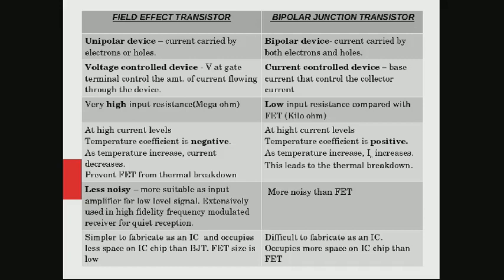And when it comes to fabrication, FET is simpler to fabricate as an IC because the size of FET is small when compared to BJT. So when we fabricate an IC, FET will take only a small space in the IC compared to BJT. Whereas since BJT has a larger size than FET, it will occupy more space in the IC, and it is difficult to fabricate BJT as an IC.